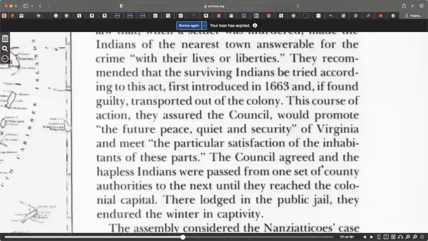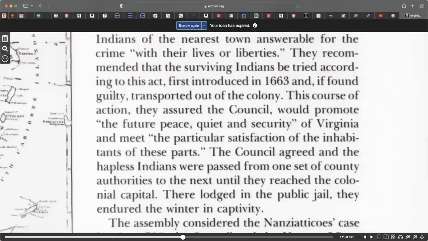The council agreed and the hapless Indians were passed from one set of county authorities to the next until they reached the colonial capital. There, lodged in a public jail, they endured the winter in captivity.